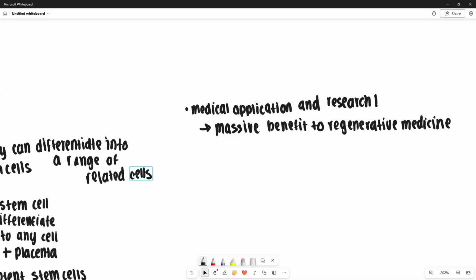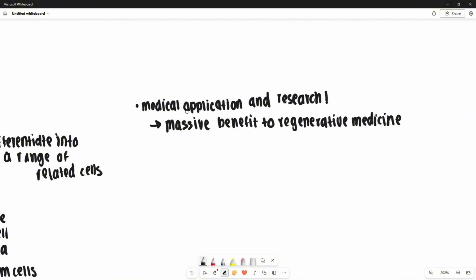It can also treat diseases. Like I said, it can replace and regenerate neurons, and replace damaged cells in conditions like diabetes type 1, where the body doesn't produce insulin or doesn't produce enough insulin, we can use stem cells to create insulin. Or repairing spinal cord injuries in people that are paralyzed. So it's a massive boon to regenerative medicine.